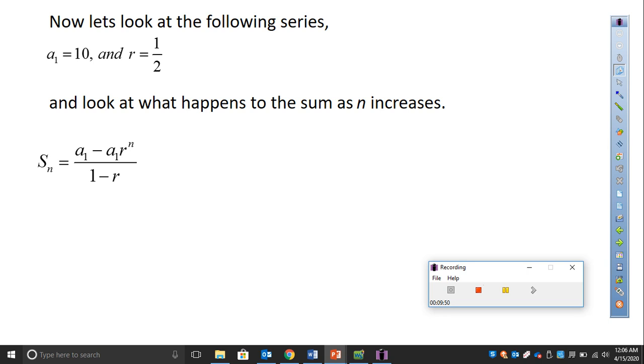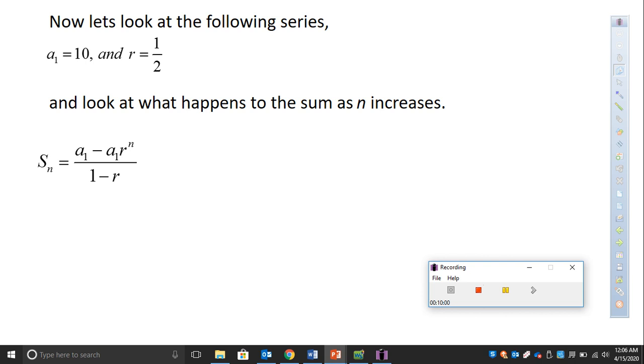So we're going to look at this next one now. This following is a series. So a sub 1 equals 10. The ratio is 1/2. It says, look what happens to the sum as n increases. N is the number of terms. So we're talking about a sum, we're talking about a series here.